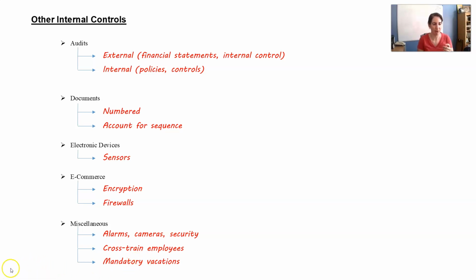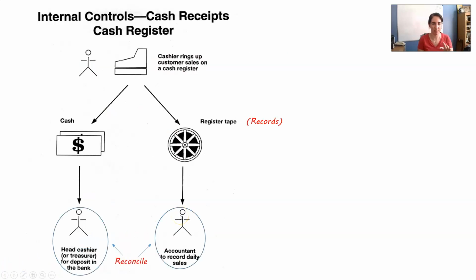All right, onward we go. Okay, we're not going to go through this. The idea is that cash registers are good internal controls, and I already explained why. We're going to go on to number three, and I promise I'll get to numbers.